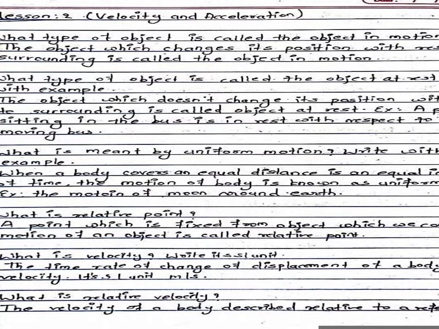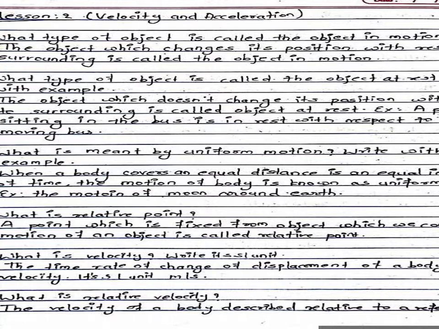Another thing is, what is velocity? Write its SI unit. The time rate of change of displacement, or the rate of change of displacement per unit time, is called velocity. Simply, the formula is velocity equals displacement by time taken. Displacement is measured in meter and time is measured in second, that's why the unit is meter per second.